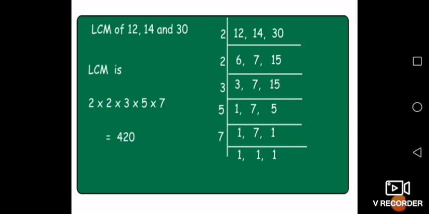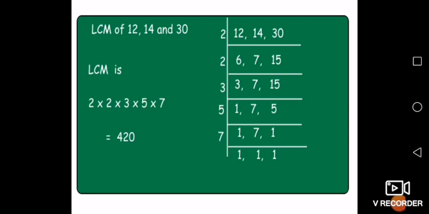Now we will not divide by 7. We will divide by 5, because after 3 the next prime factor is 5. Dividing by 5 gives 1. Then the next step is to divide by 7. Now you will get 1, 1 and 1.